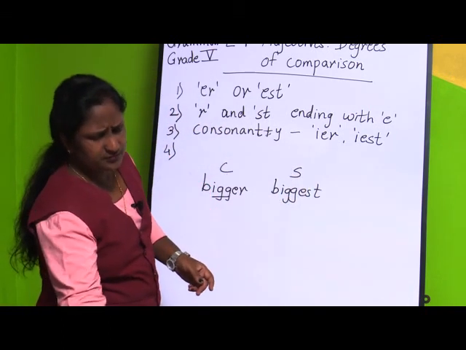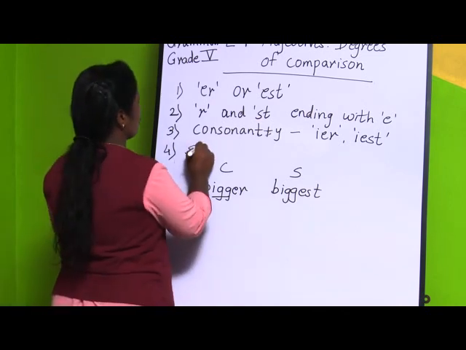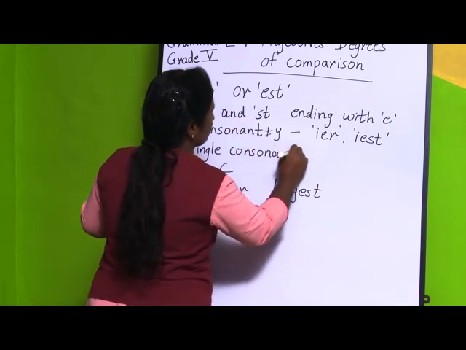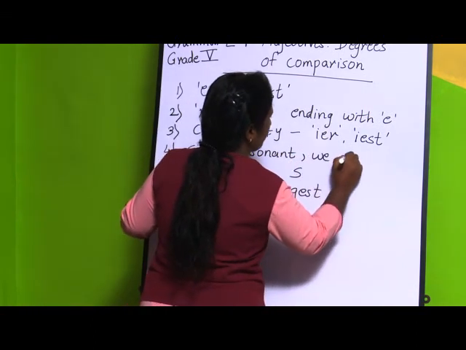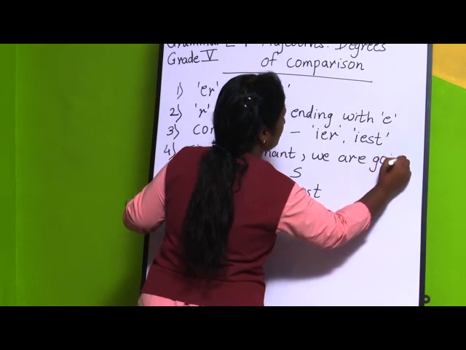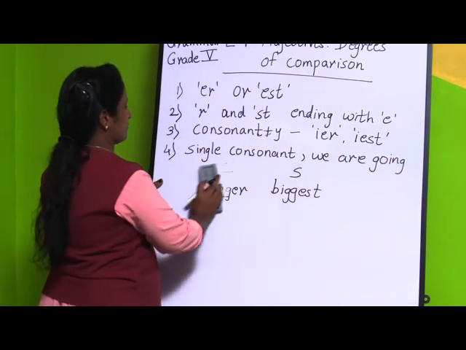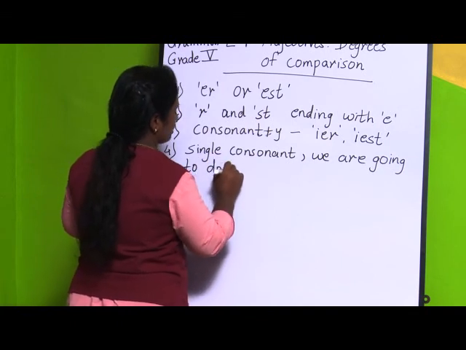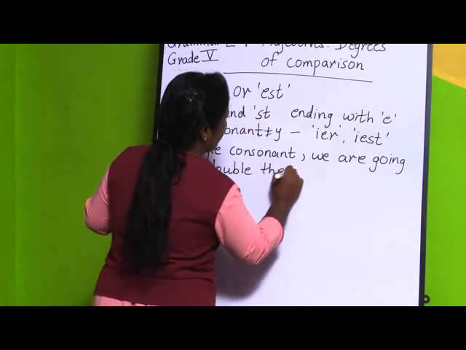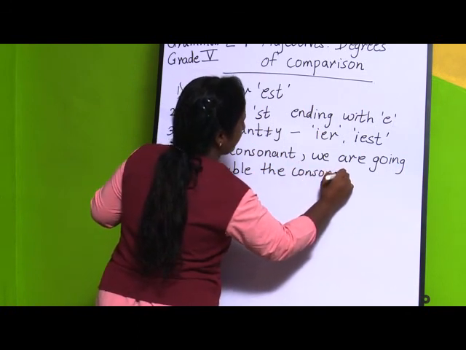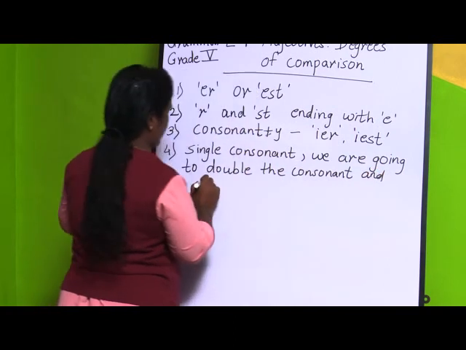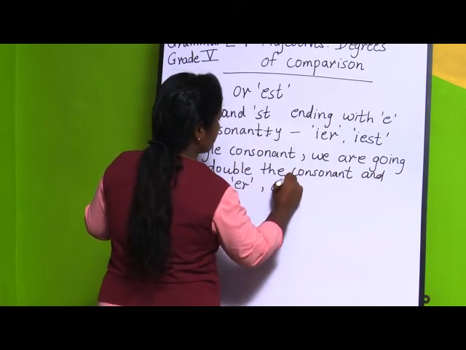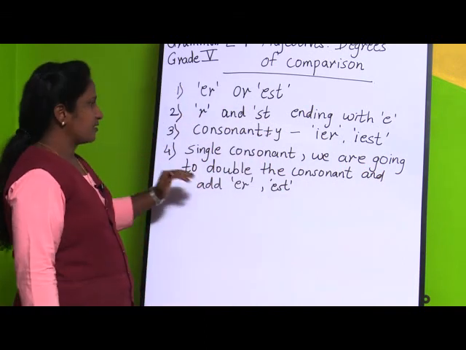What they told? If the word is ending with single consonant, then what we are going to do? We are going to double the consonant and add er for comparative degree and est for superlative degree. This was the fourth case.